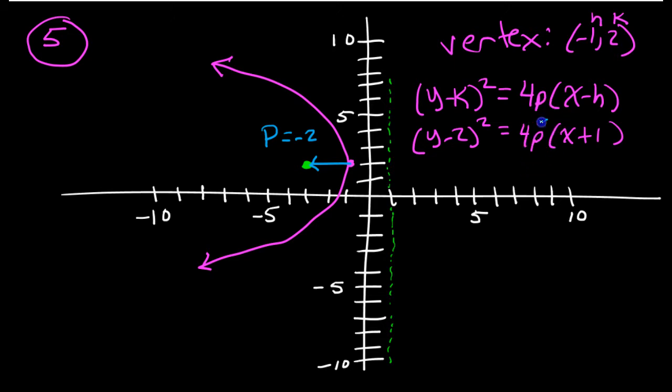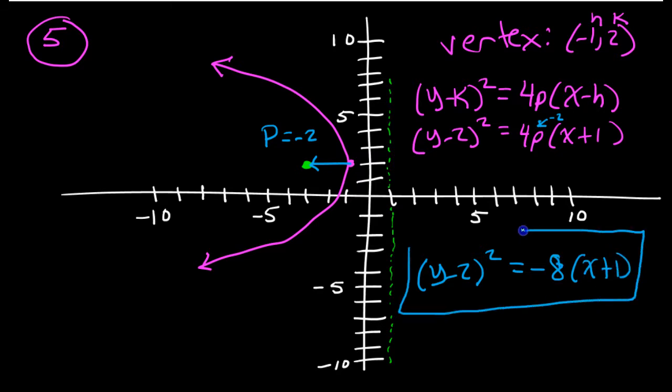So if I put a -2 in right here, then that's going to make this -8. So that's why my final answer is going to be y minus 2 squared is equal to -8 times x plus 1, not squared. And that's it. This is the equation for number 5.